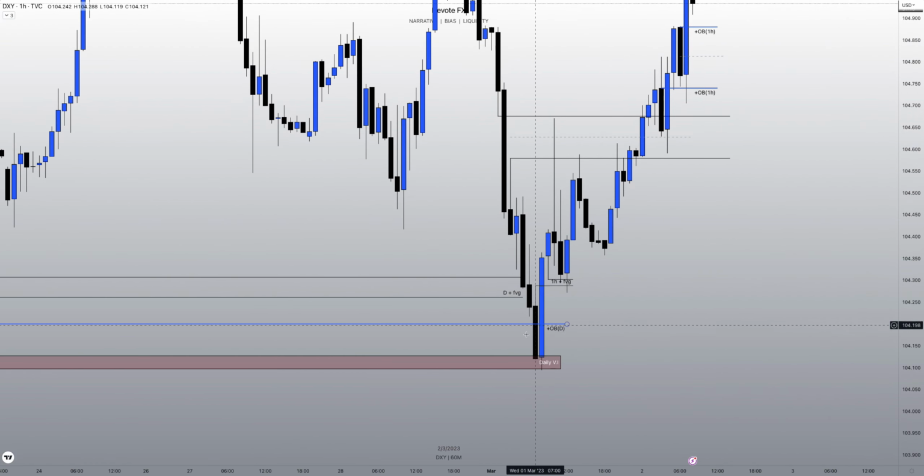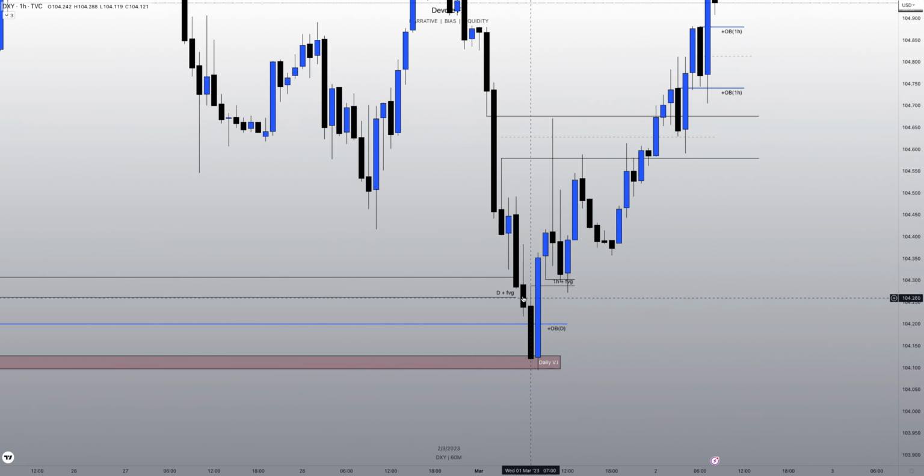We see price delivered into our cluster of discount arrays, finding support at the volume imbalance, then creating a shift in structure. Now in this time frame, you don't see a swing high. Actually, you do see a swing high violated. My apologies.